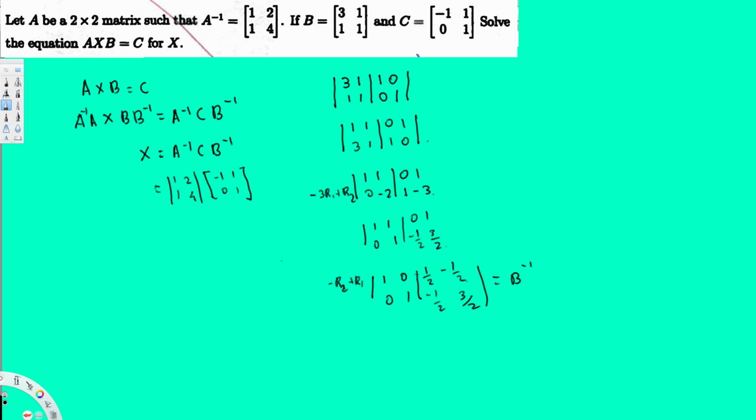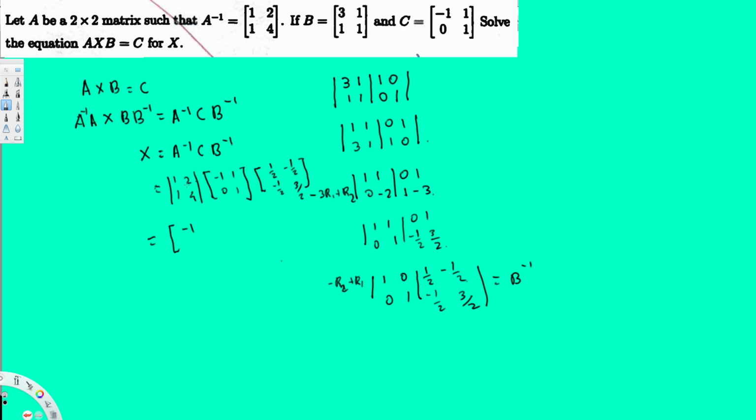And we have found the B inverse here, so we can apply it here. It's going to be half, half, minus half, 3 by 2. Now what we have to do is multiply them. So let's see what happens. In this case, first row, first column is going to be 1 times minus 1, which is minus 1. 2 times 0 is going to be 0. Also this is a 2 by 2 matrix. So if you multiply a 2 by 2 matrix by a 2 by 2 matrix, you will get a 2 by 2 matrix. So this is going to be minus 1 first.